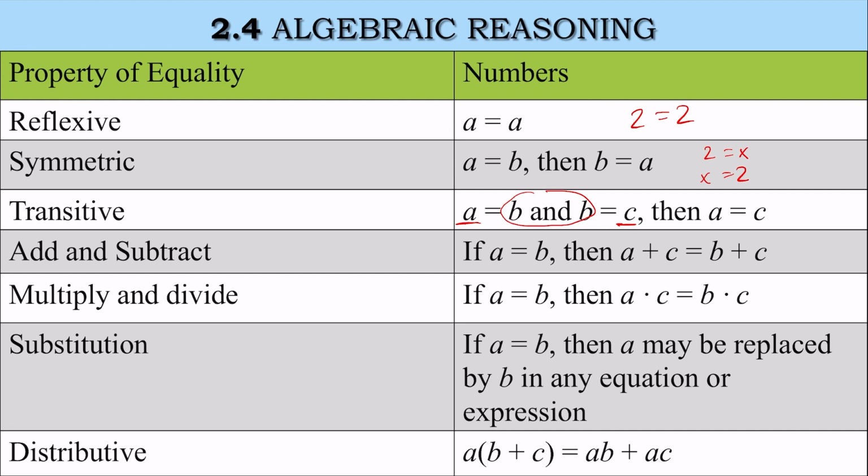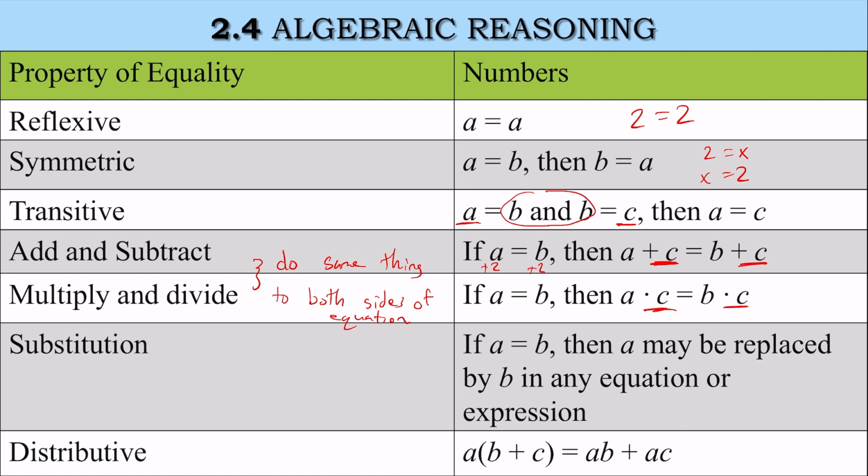Adding and subtracting, notice this is adding or subtracting the same thing to both sides of the equation. So it's like when you're solving equations and you add 2 to both sides. If you're just trying to combine things on one side, that would be simplify. Multiply and divide is the same thing. It's doing the same thing to both sides.